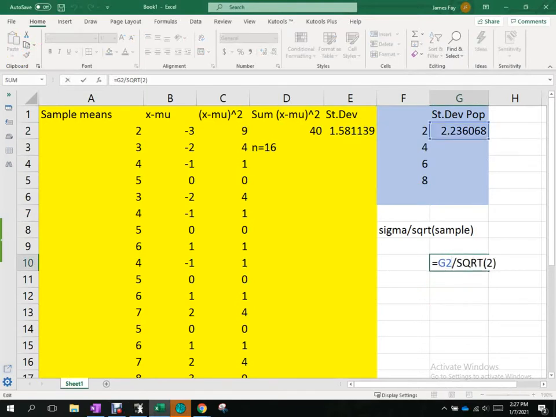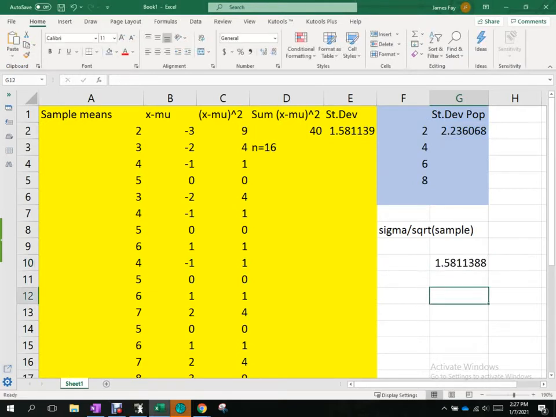I'm taking G2, which would have been the standard deviation of the population, so that's the sigma, divided then by the square root of n being 2. That number right there, is that the same as that number right there? Okay. Now there is a little bit of difference out to that decimal place right there, and I think if I just format these two the same way, I think the cells are formatted differently in regards to rounding, but they're the same. Okay. Which is a nice thing.